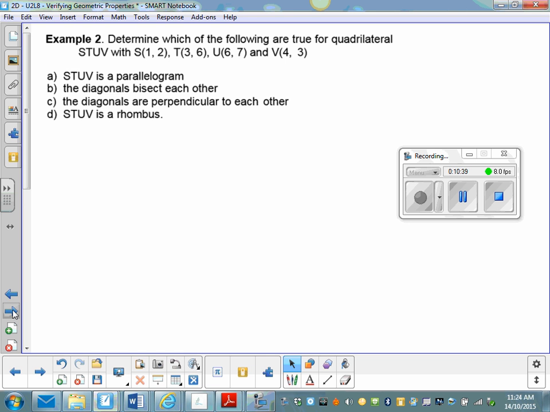Okay, so for the last two, I'm going to let you guys try those on your own, and then we're going to discuss them as part of the warm-up in class tomorrow. So you see if you can figure out C and D there, and then I'll catch up with you on this stuff tomorrow.